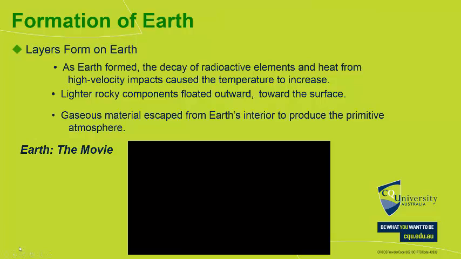The Earth formed from layers, and layers gradually formed like crusts over the top of the Earth. As the Earth formed, the decay of radioactive elements and heat from high-velocity impacts caused temperatures to increase. Fortunately, heat escaped from between the cracks within this formation, and we had further gathering of gases, further heating of the environment, and ultimately the spawning of life. Lighter, rocky components floated outward towards the surface. Gaseous material escaped from the Earth's interior to produce a primitive atmosphere. But look, a lot of this is very, very old science, very old factual teaching. Earth: The Movie tends to cover it in quite an awesome way.